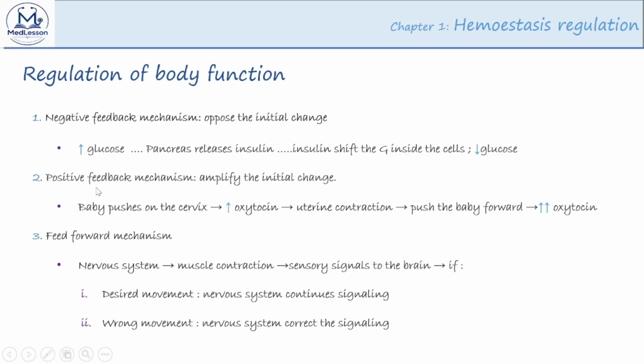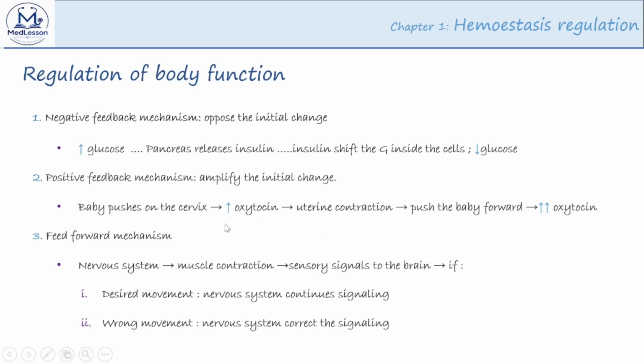The other mechanism is the positive feedback mechanism. In this mechanism, body amplifies the initial change. For example, during the childbirth, baby pushes on the cervix of the uterus, and this stretch of the cervix causes a release of oxytocin from the hypothalamus. Increasing the oxytocin causes uterine contraction. As the uterus contracts, it pushes the baby much more forward.